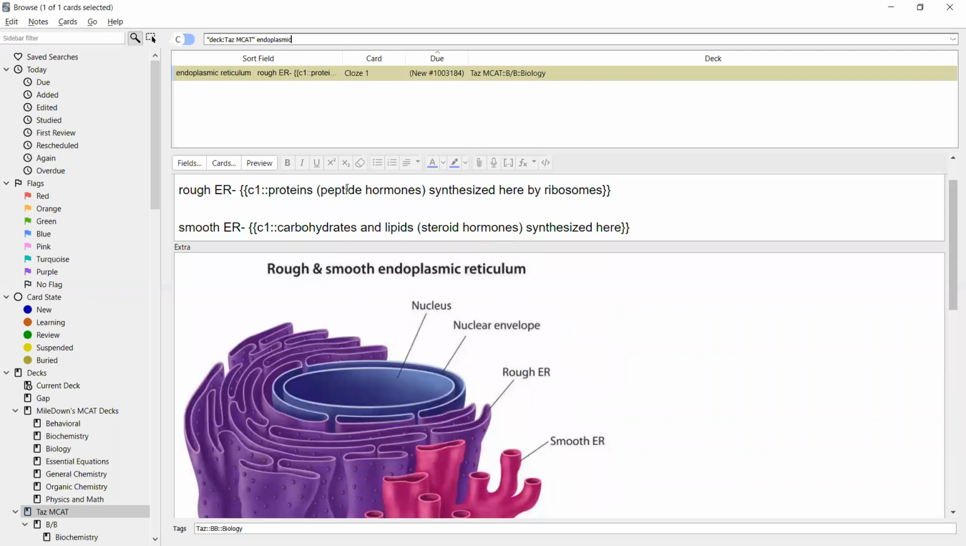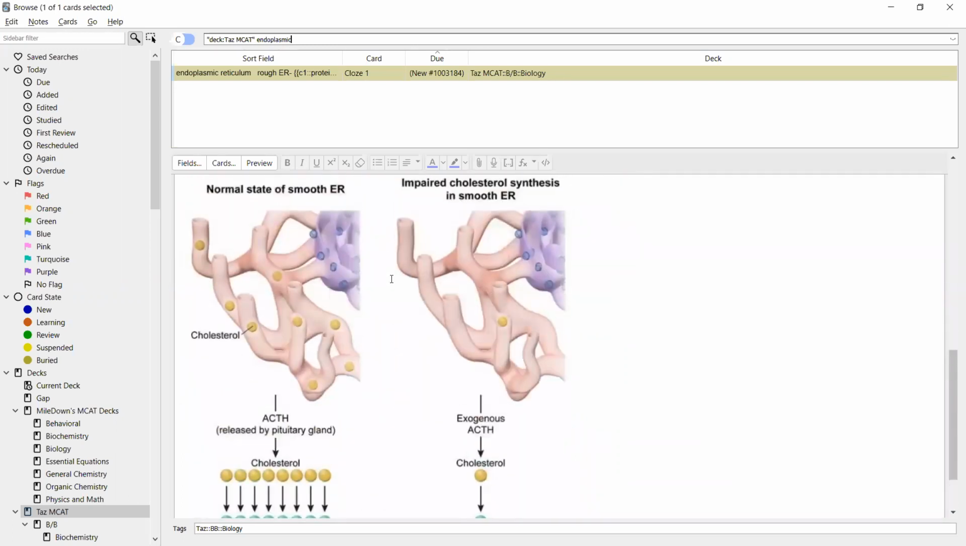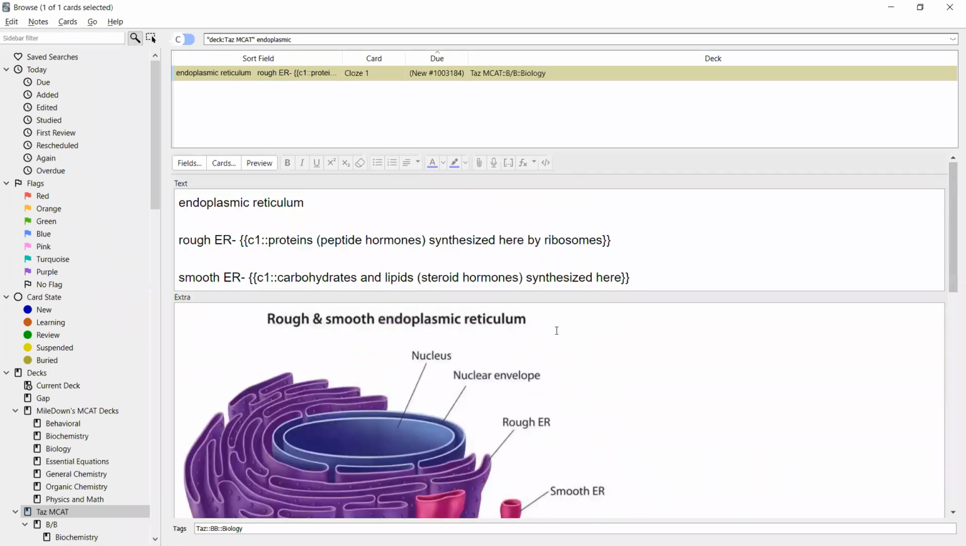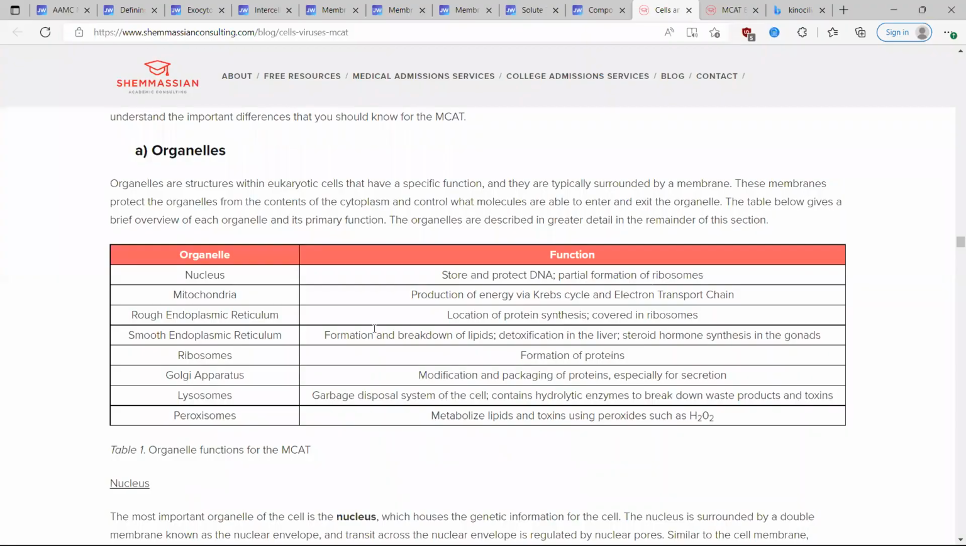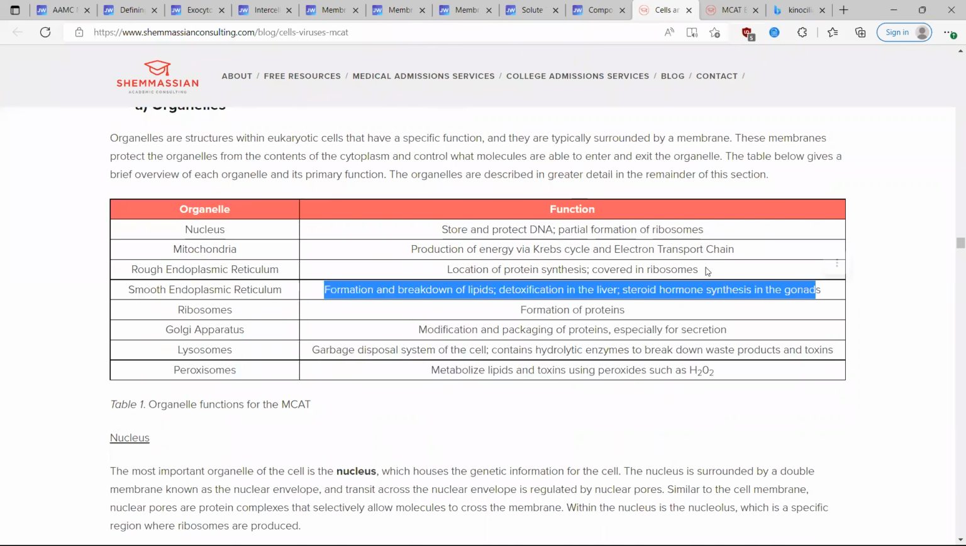There are two different types of hormones, peptide hormones made from proteins and steroid hormones made from lipids, and this is where you get both of them, right? This is just showing the creation of cholesterol versus if you couldn't make cholesterol, but that's the point of the endoplasmic reticulum there. So rough endoplasmic reticulum: protein synthesis, covered in ribosomes. Smooth endoplasmic reticulum: formation and breakdown of lipids, and detox in the liver. In the liver, it handles detoxification, and it makes steroid hormones in the gonads.